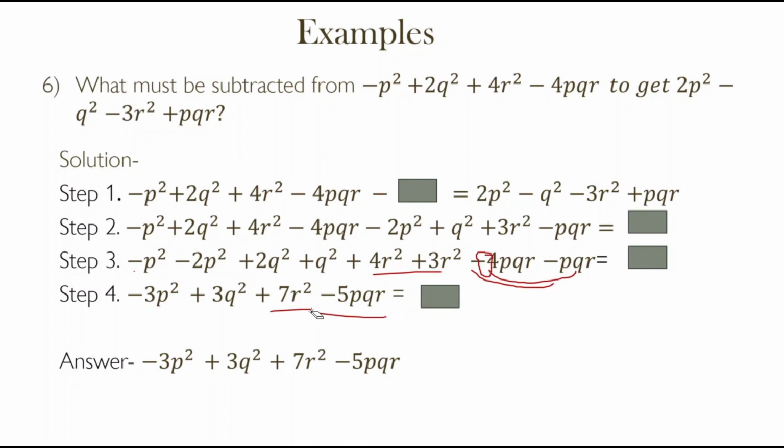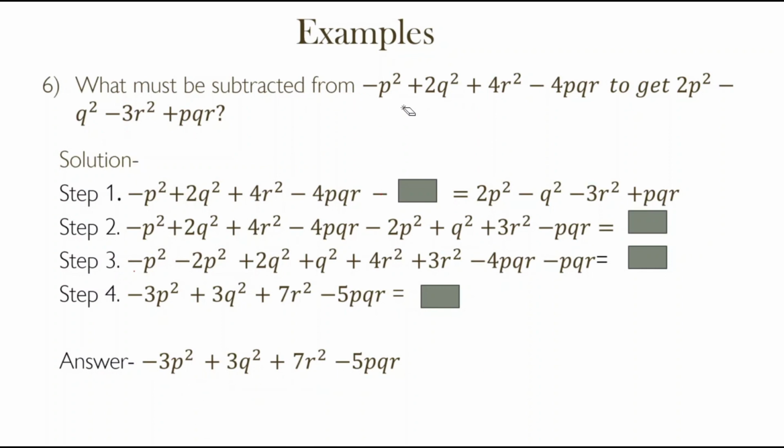So that's how we get the value of the missing algebraic expression, the missing blank, which is minus 3p square plus 3q square plus 7r minus 5pqr. It means this algebraic expression must be subtracted from this to get this answer. You can check it on your own, right? And if you have any query, you can ask in the comment box.